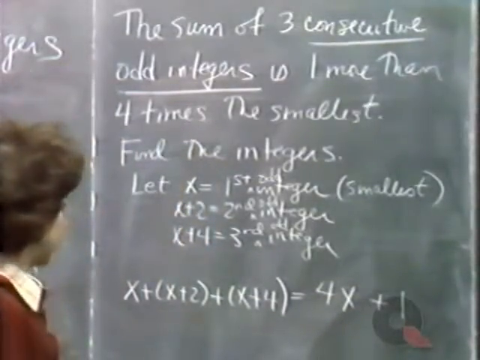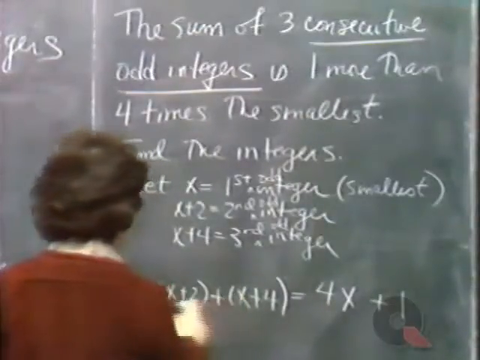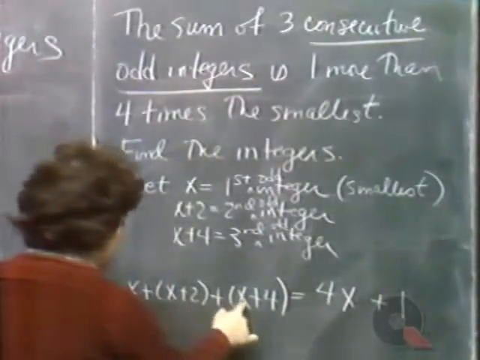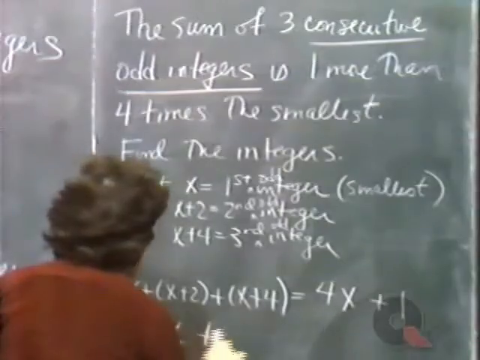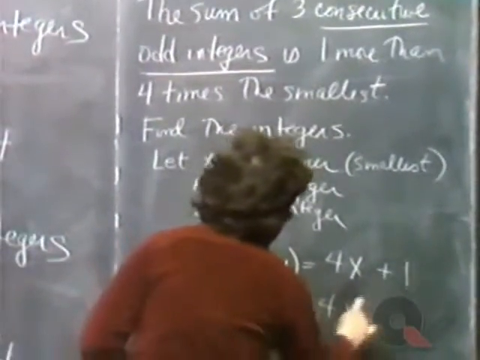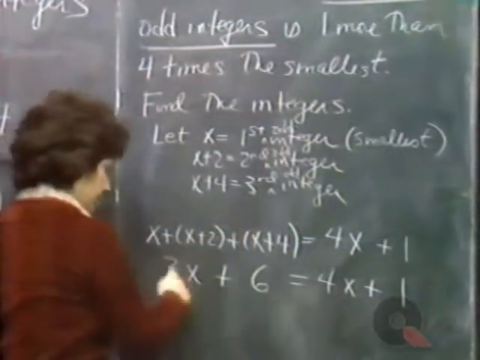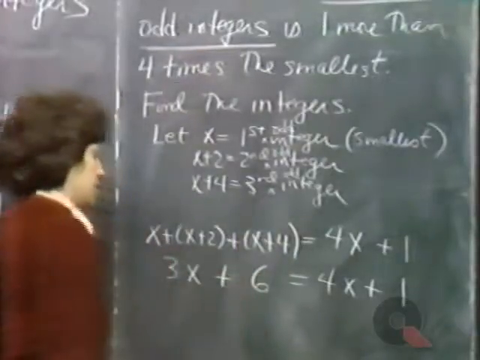Okay, now let's see what we have on the left side. We have x plus x plus 2 plus x plus 4. So we have x, x, and x, 3x plus 6 on the left equals 4x plus 1 on the right. We have x, x, and x for the 3x, 2 plus 4 for the 6.